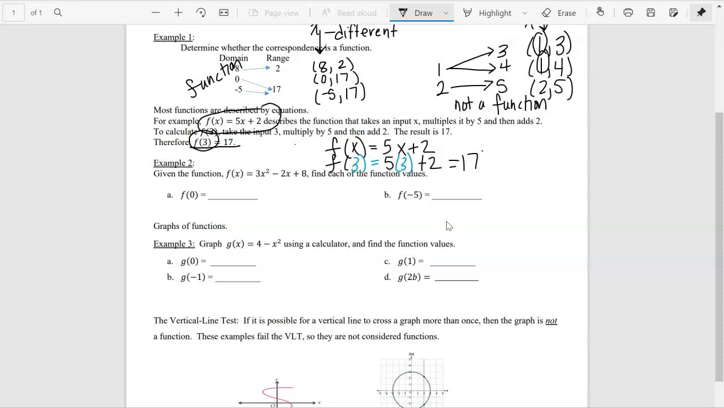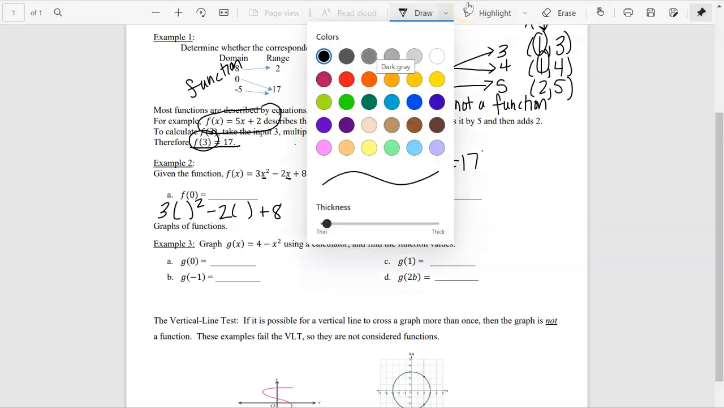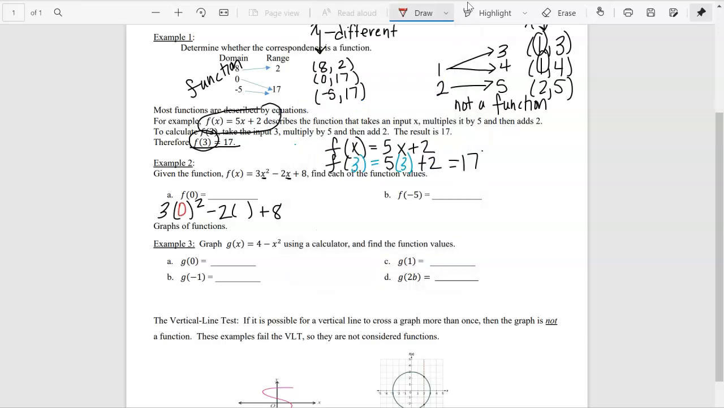So on this problem right here, they're saying f of 0. So they're saying wherever you see an x, you're going to put a 0 there. So on this function, all I'm going to do is write this down exactly like it is, except for wherever I see an x, I'm going to leave that blank. So I saw an x right after the 2, and I saw an x right after the 3. I left those blank because they're telling me to put in a 0 there. So if we do this calculation, 3 times 0 squared minus 2 times 0, well, this is 0 and this is 0. We would just end up with 8.